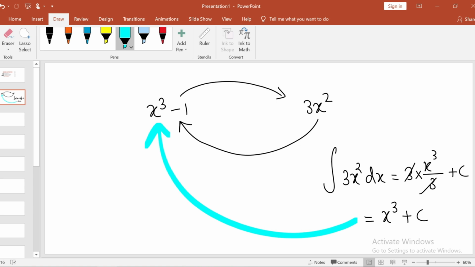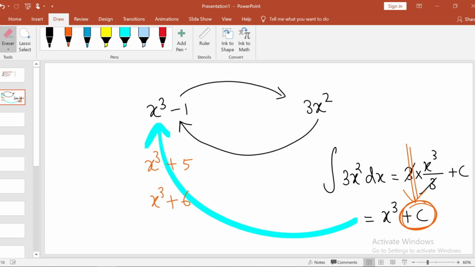Yes. The plus c can be minus 1, or if you take another function x cubed plus 5, or it can be x cubed plus 6. The plus c can be any number. Okay? So that's the reason we add plus c. If you have any other condition given, a point given, using the point or the condition, we can find the value of c.